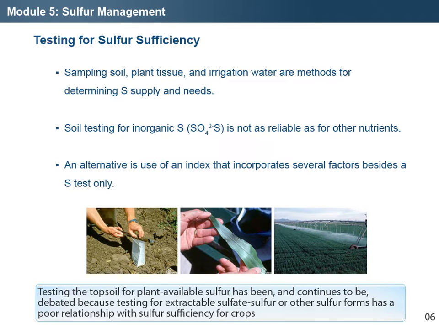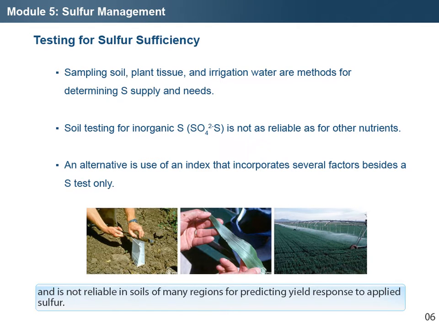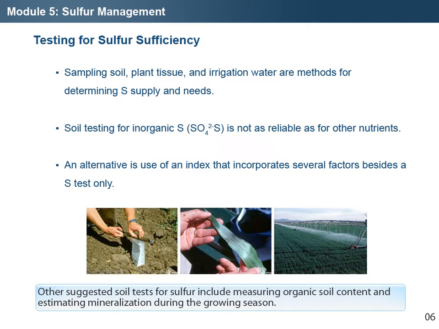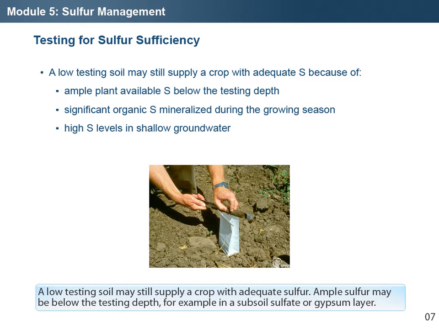Testing the topsoil for plant-available sulfur has been and continues to be debated because testing for extractable sulfate sulfur or other sulfur forms has a poor relationship with sulfur sufficiency for crops, and is not reliable in soils of many regions for predicting yield response to applied sulfur. Other suggested soil tests for sulfur include measuring organic soil content and estimating mineralization during the growing season. A low-testing soil may still supply a crop with adequate sulfur.